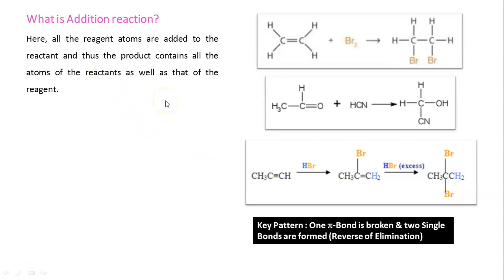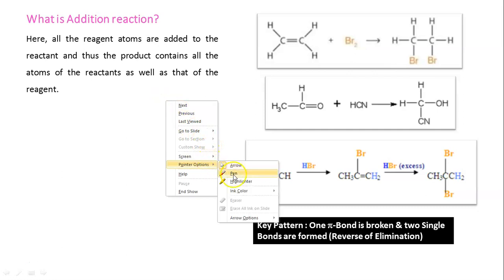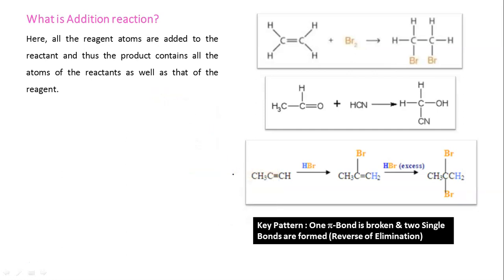In an addition reaction all the reagent atoms are added to the reactant. And thus the product contains all the atoms of the reactant as well as of the reagent. So suppose we have a substrate A and we are adding the reagent B. If the product is C, then in C, A and B are combined. There is no extra part left. So that is why it is an addition reaction.